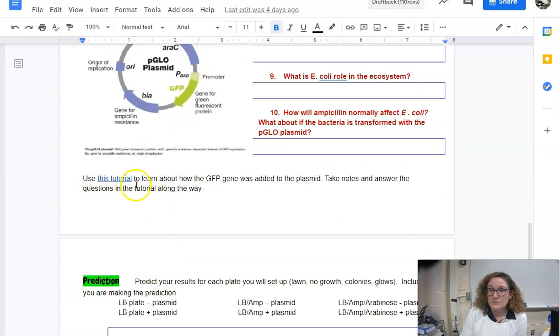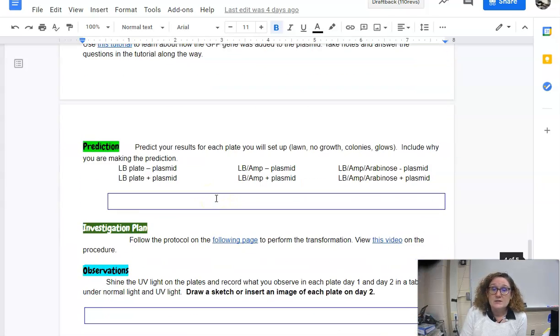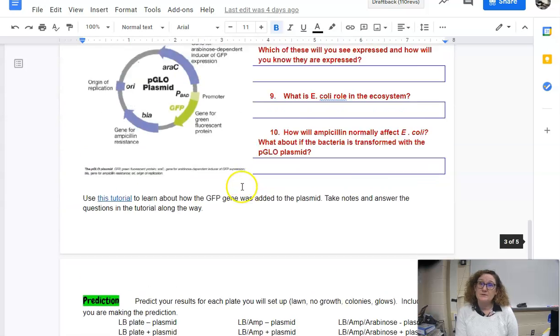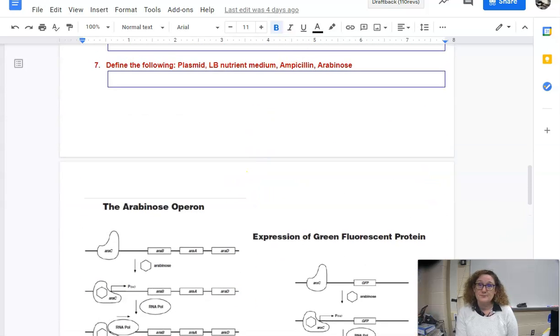There's a really nice video that talks about how the GFP protein got put into this plasmid. It's a protein that's found in jellyfish and has been used widely in biology to be able to track genes. So it's quite an interesting little video there. All right, and then we will start with the prediction in class on Monday or Tuesday, depending on what day you are doing the lab. So that's what you're going to work on for this.